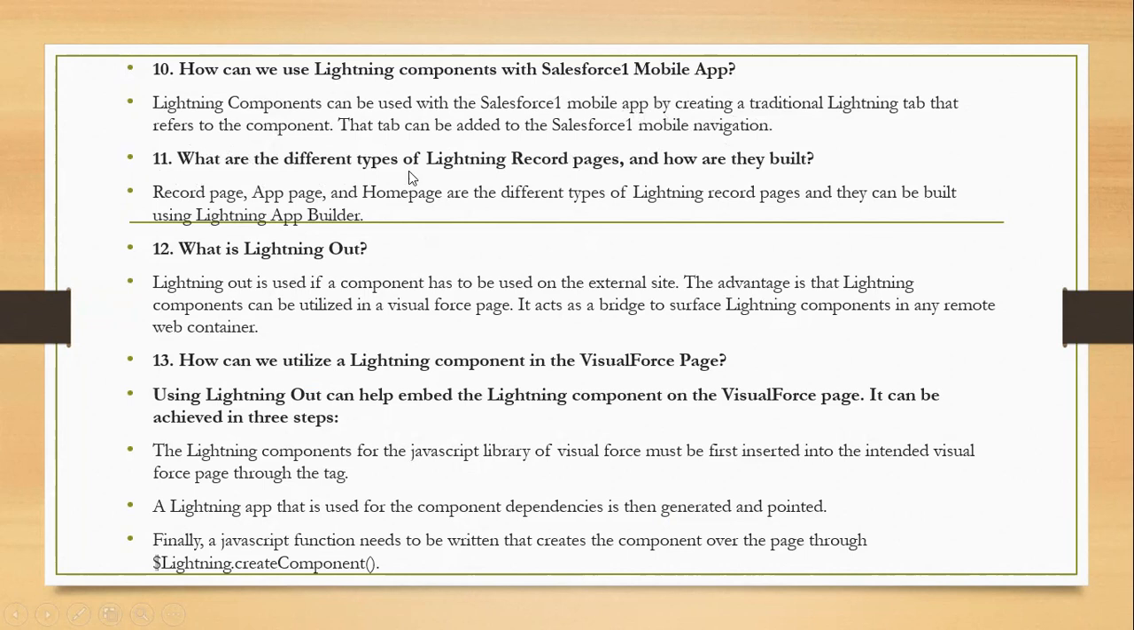What are the different types of Lightning record pages and how are they built? Record page, app page, and home page are the different types of Lightning pages, and they can be built using the Lightning App Builder. Next question, what is Lightning Out?